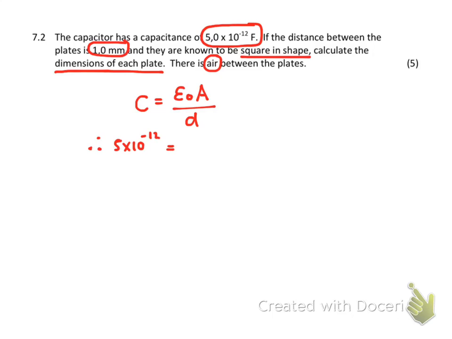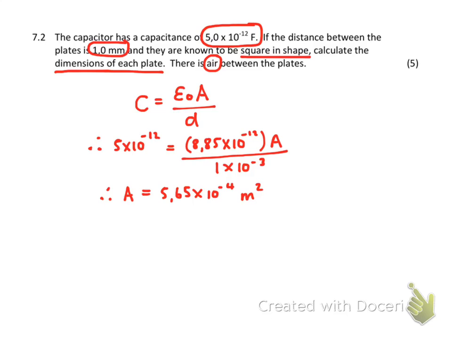So capacitance we're given, 5 times 10 to the minus 12. Epsilon naught's a constant from your data books, 8.85 times 10 to the minus 12. The area of the plate is what we're looking for, and the distance is 1 millimeter, but we need to convert that to meters, so 1 times 10 to the minus 3. That allows us to calculate an area of the plates of 5.65 times 10 to the minus 4 square meters.